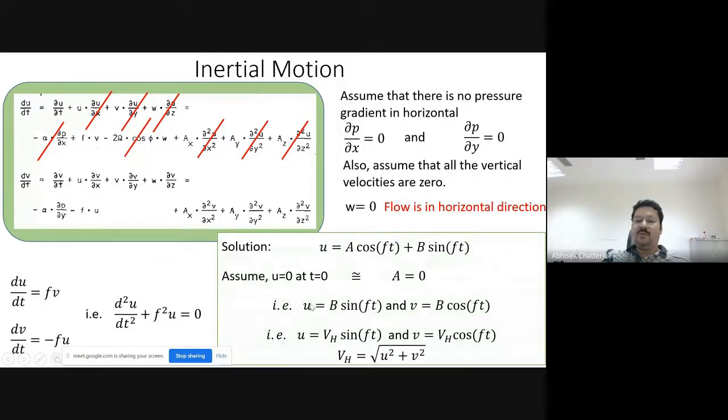If your u is equal to b sine ft, what is your v? Your v we can calculate from here, right? So du dt equals fv. So u we know is b sine ft. Just take a derivative of u with respect to t, so it will become bf cos ft. So there will be another f here, and this f and that f will cancel. So you will have v equals b cos ft.